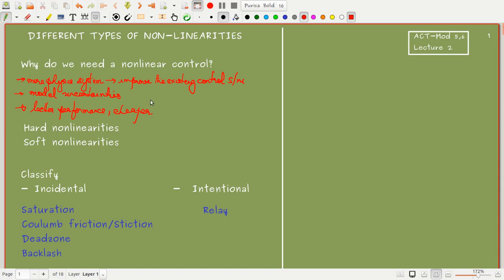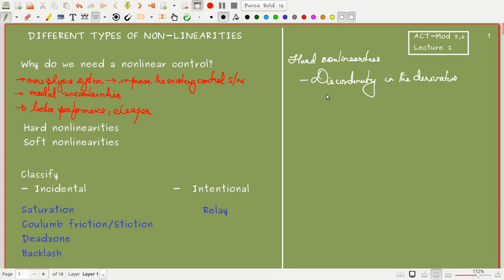What are the different types of nonlinearities that we see or have come across? One is hard nonlinearities and the other is soft nonlinearities. Hard nonlinearities are caused due to discontinuities in the derivatives. That is, if there is a discontinuity in the derivatives. For example, I can show you a picture here.